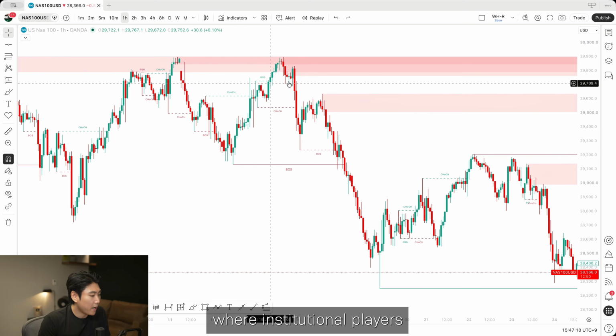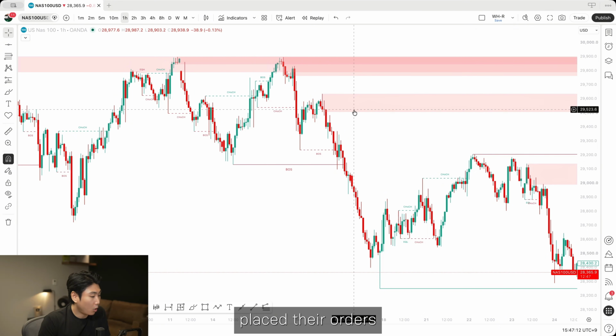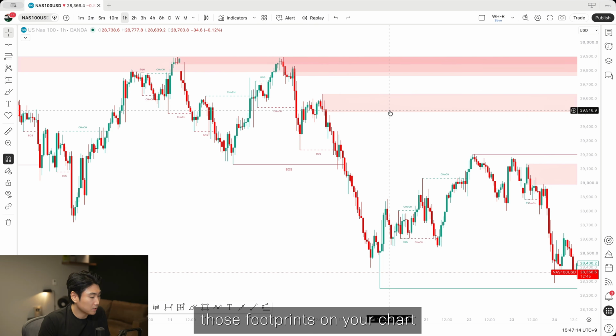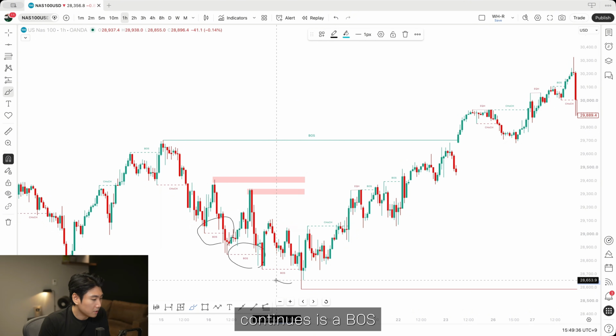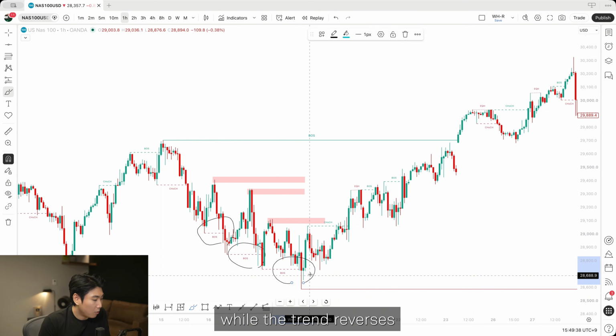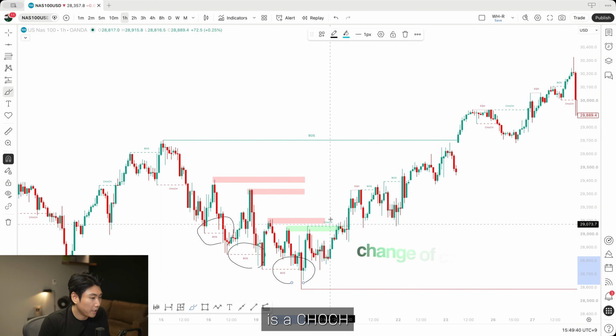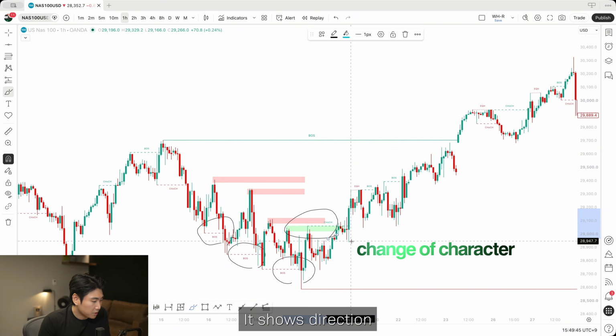SMC shows where institutional players place their orders and draws those footprints on your chart. Simply put, a breakout while the trend continues is a break of structure. A breakout while the trend reverses is a change of character. It shows direction in a very intuitive way, but here's the problem.